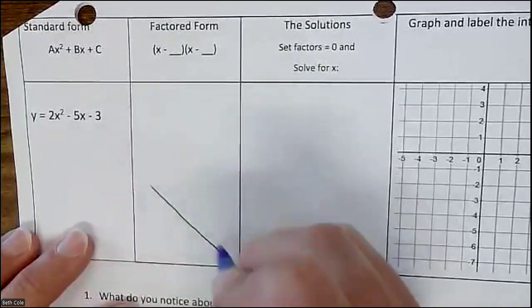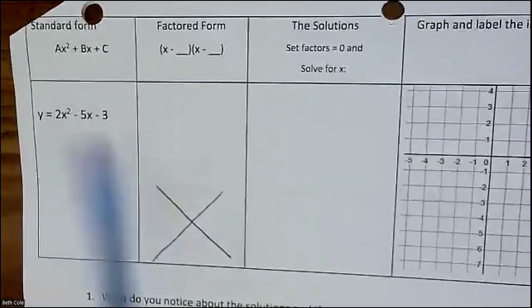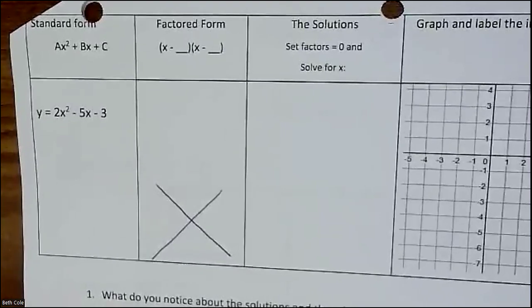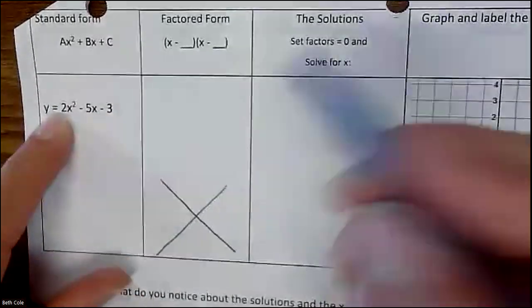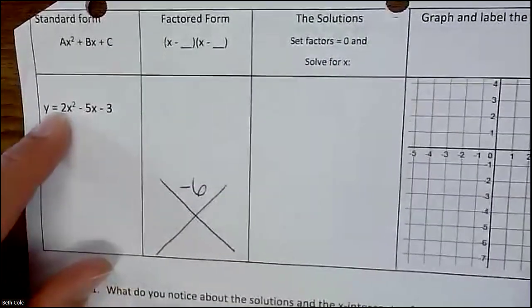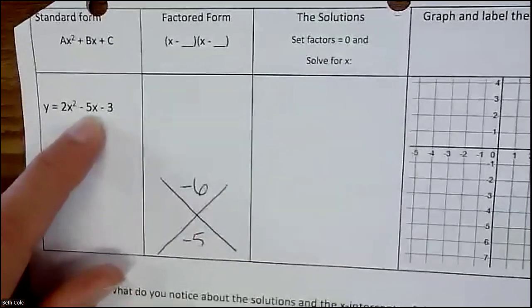All right, so the first thing we have to do is factor it. Draw your X box. What do you notice about this one? You have to be a good noticer. There's a 2 in front of the x squared. What does that mean we're going to do? Good. 2 times -3 is -6. Good job, guys. -5 goes on the bottom.